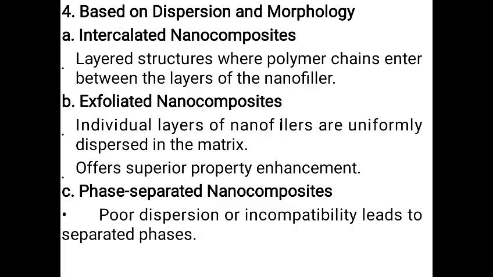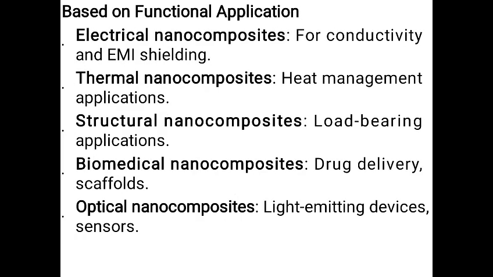Based on dispersion and morphology, we have intercalated nanocomposites. These are layered structures where the polymer chains enter between the layers of the nanofillers. Exfoliated nanocomposites. Here, the individual layers of nanofillers are uniformly dispersed in the matrix and often offer superior property enhancement. Phase separated nanocomposites. Poor dispersion or incompatibility leads to separated phases.